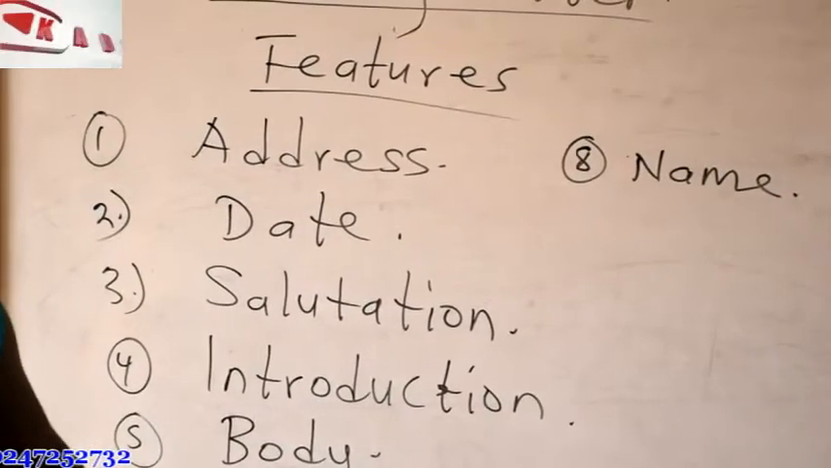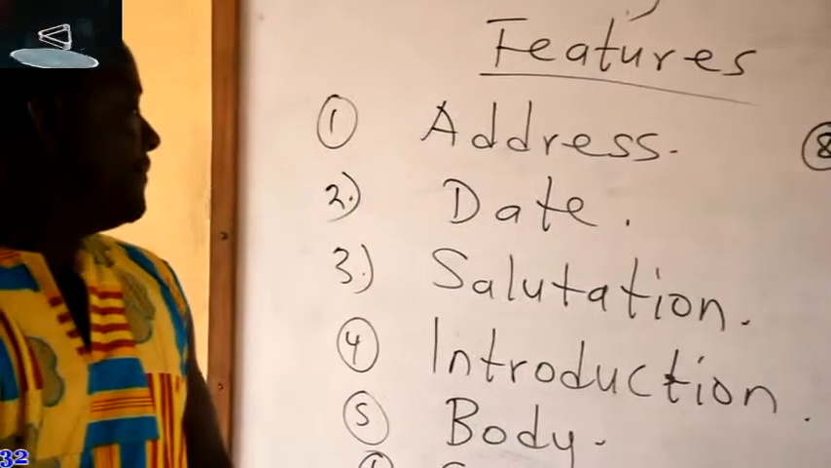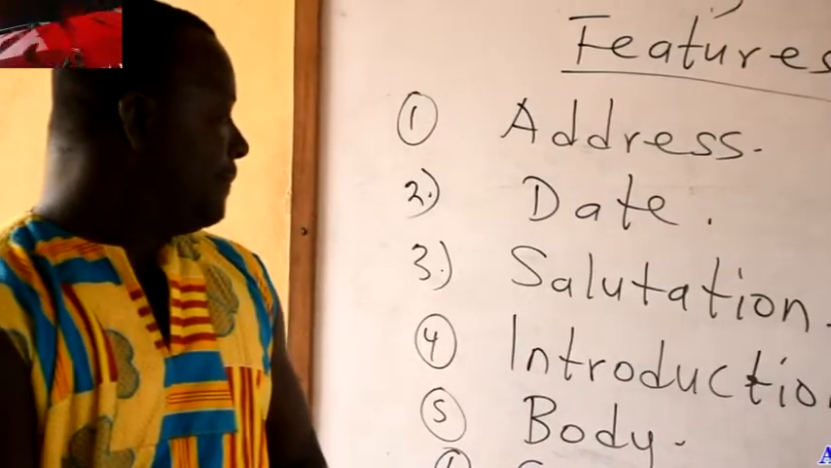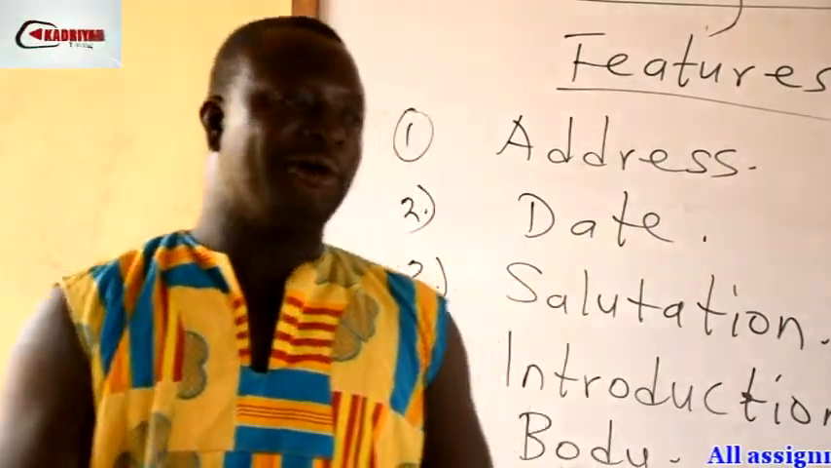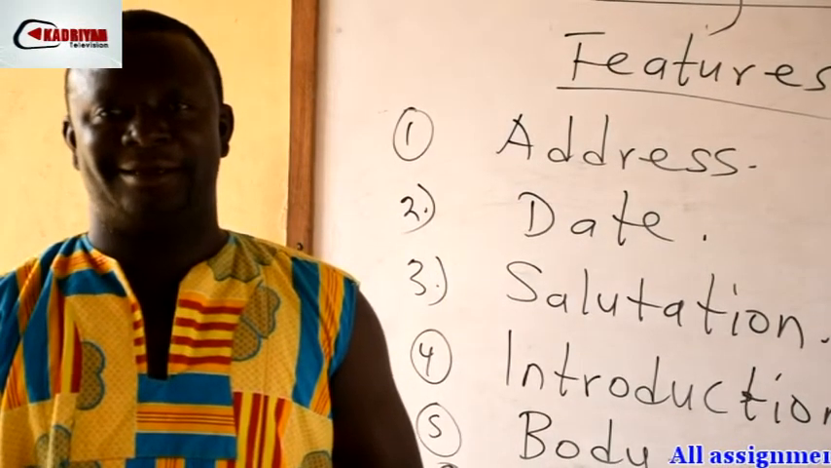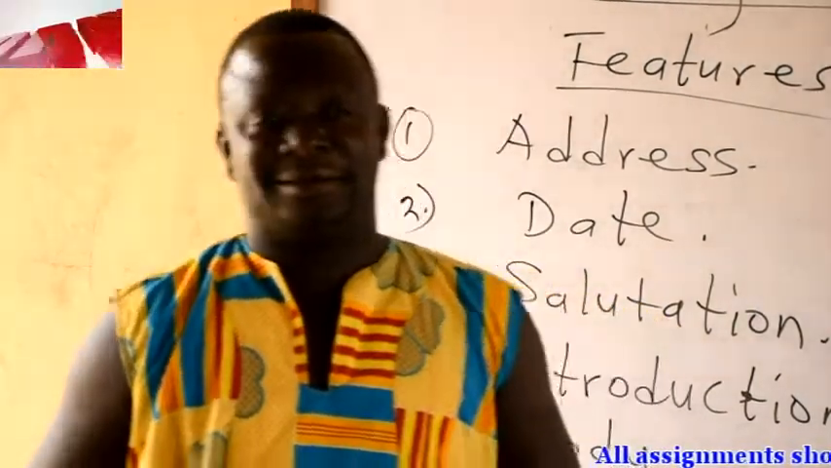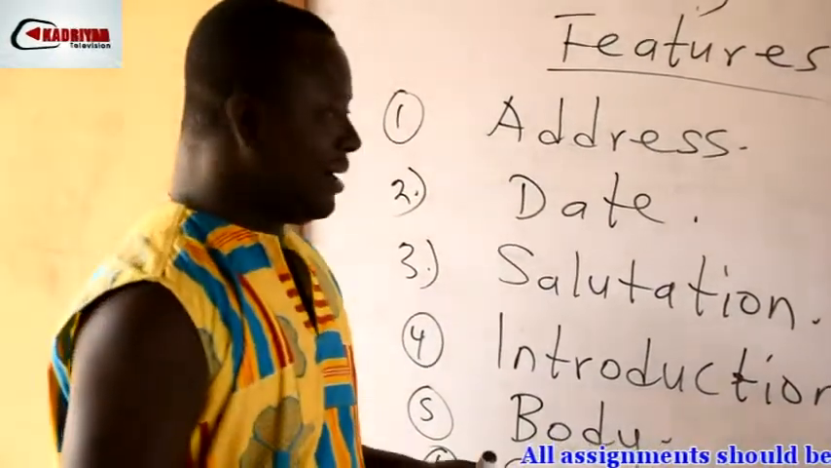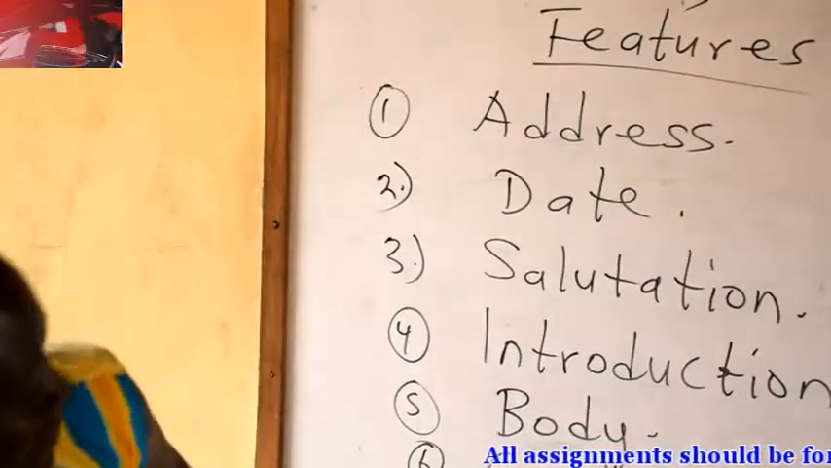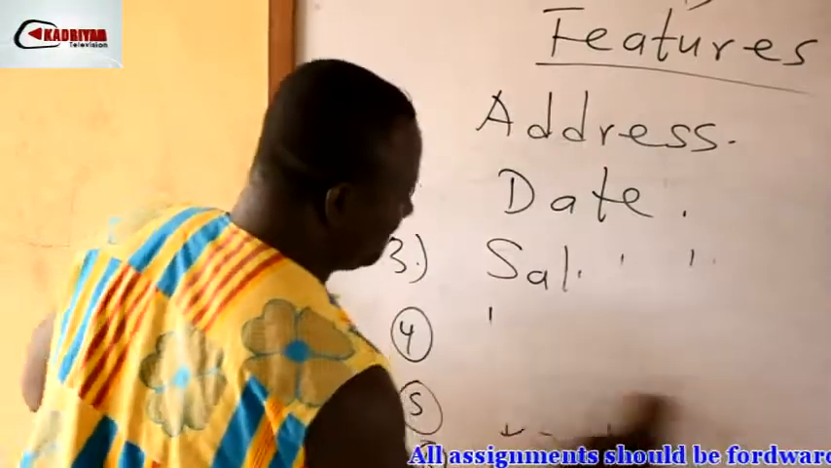Because it is friendly, the words you are going to use must be friendly. Hello, Efosan, something like that. Hello, Jack. Something friendly. So we will come to that and we'll see how. So let's look at the first one, address.